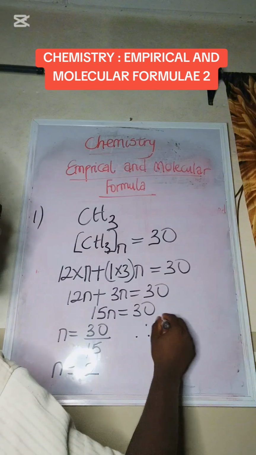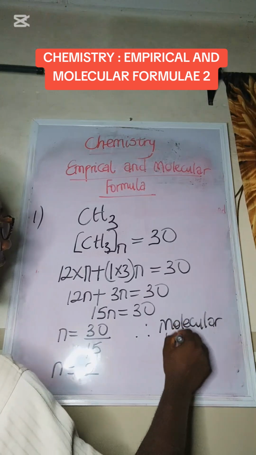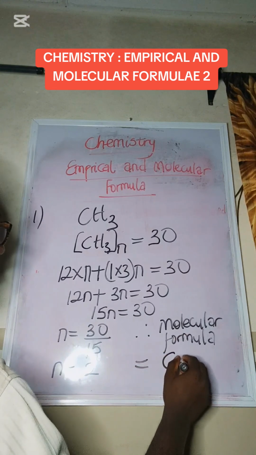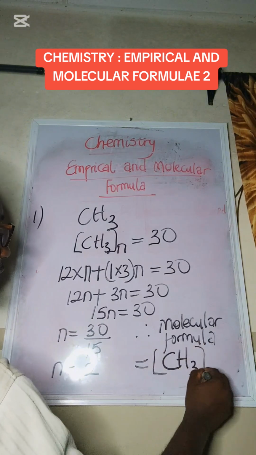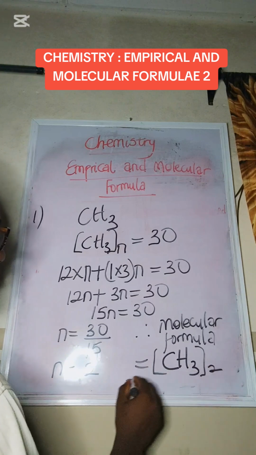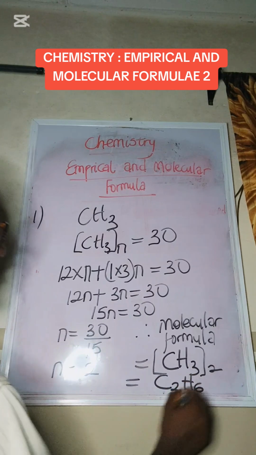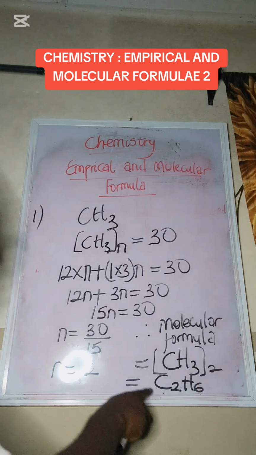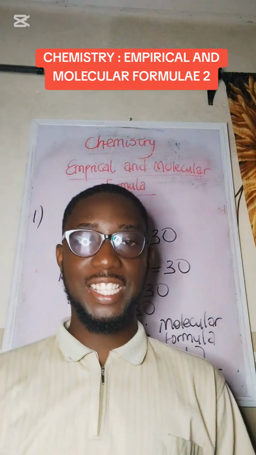Therefore, our molecular formula equals CH3 times 2, which can be written as C2H6, which is ethane. So the molecular formula of the compound is C2H6, which is ethane.